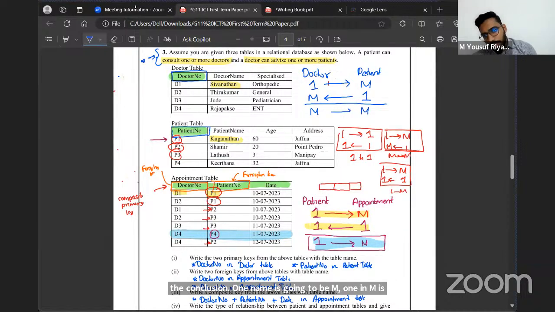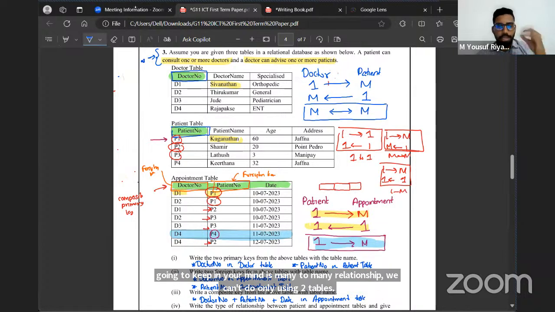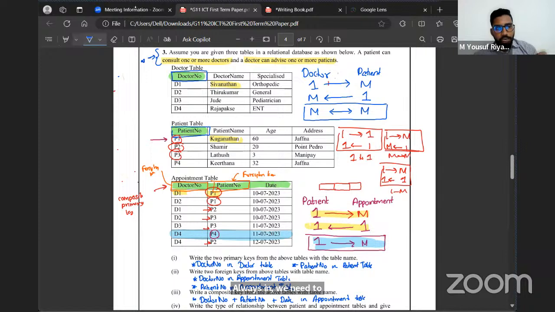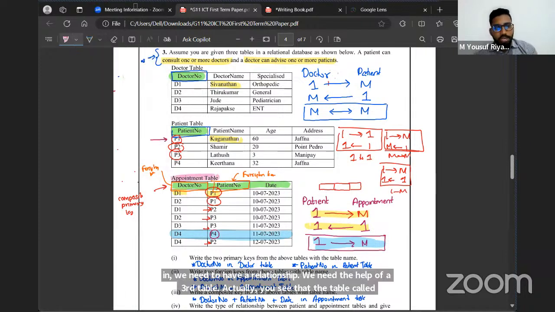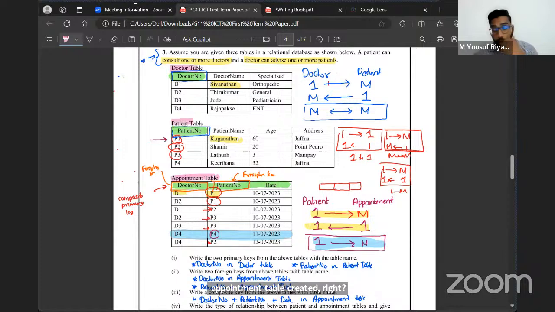So based on this, tell me between doctors and patients, what is the type of relationship we have? Exactly. It's a many to many relationship. One thing you have to keep in mind is that we can't do a many to many relationship using only two tables. Always in many to many, we need the help of a third table. If you see, there's a table called the appointment table, right? The purpose of the appointment table is to connect the doctors and patients together.